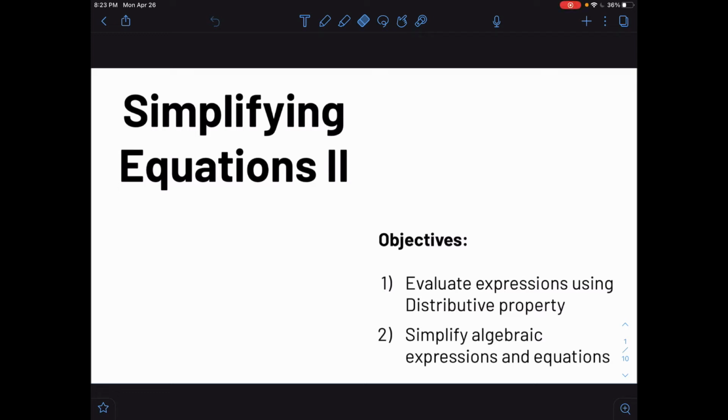Today's lesson is working on continuing to simplify equations. Our two objectives are to evaluate expressions using the distributive property and simplify algebraic expressions and equations.